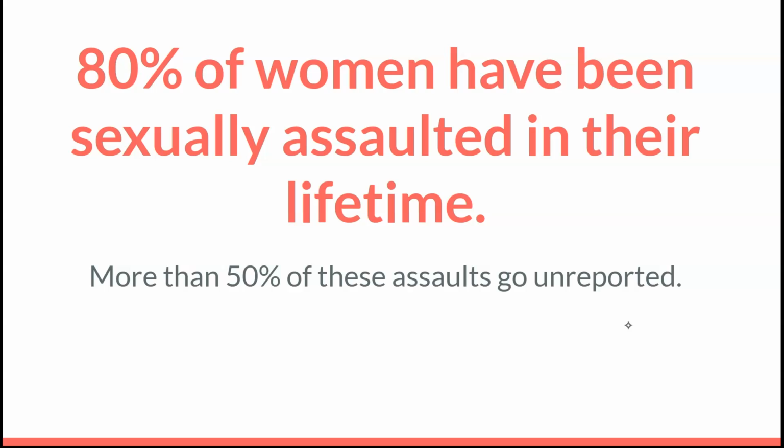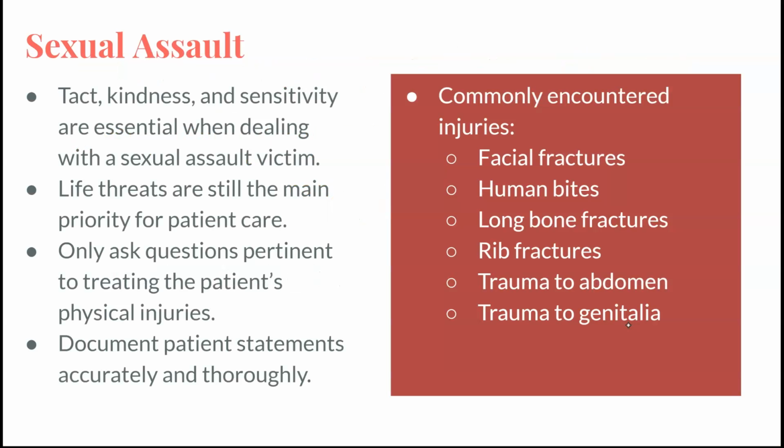So it might be a difficult situation to talk to a patient about, but you might have to have that difficult conversation. A number of different injuries might be associated with a sexual assault: facial fractures, human bites, right? Any sort of trauma to the abdomen or genitalia, including the anal region. Your priority is the life threats. Okay, treating the patient kindly.